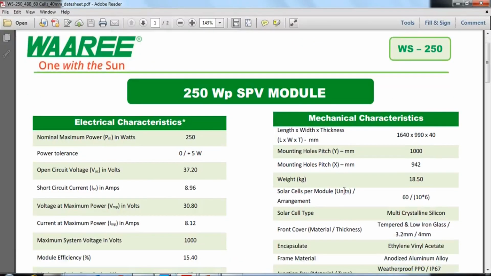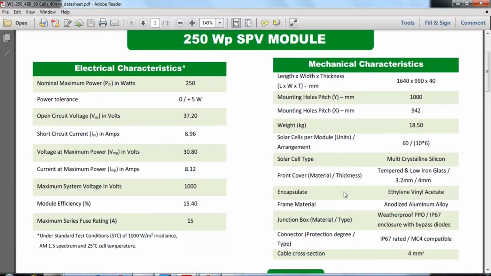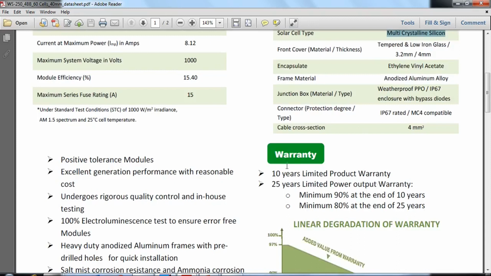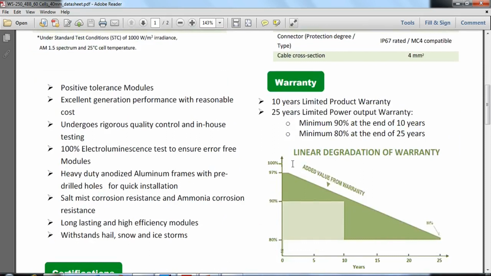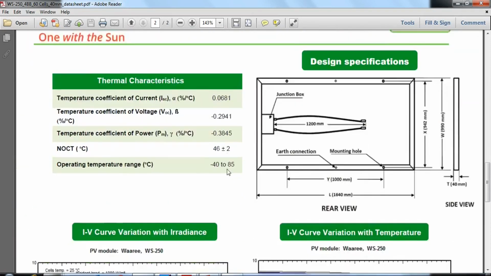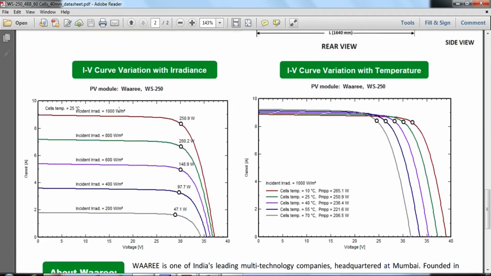This is one more data sheet of a 250 watt module in a similar case. See, the minimum system voltage is 1000. We have multicrystalline silicon, which is best suited for Indian weather. We have some protection standards in cable cross section. Similarly, this company Vari is one of the leading manufacturers of the same. This is the linear degradation of the warranty that has been reflected here. This is the thermal characteristic. This is the IV curve with the change in radiation. Similarly, this is the IV curve with the change in temperature. See, here the voltage has collapsed, and here the current has collapsed.